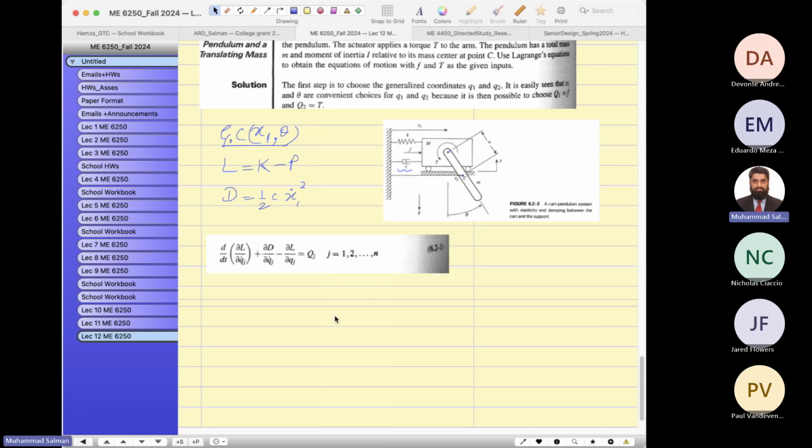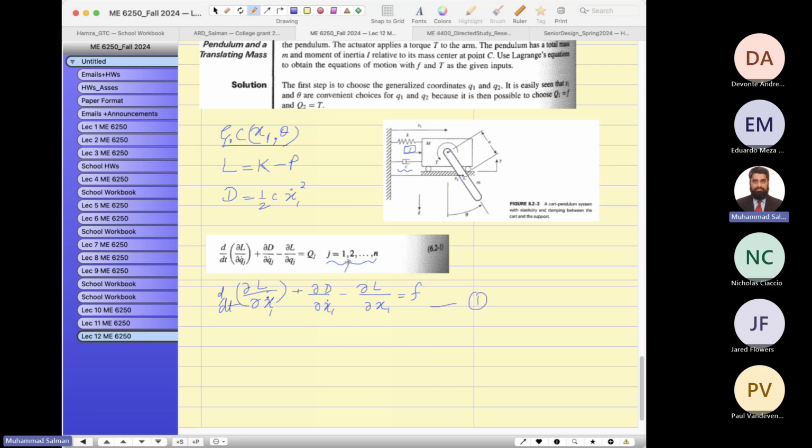Now, since we have two generalized coordinates, we will have to use one and two, like partial L by partial q1 dot. In our case, this q1 dot can be assumed like x1 dot. And this is for the force being applied here, so it would be F for this case. So this is the first equation for q1.